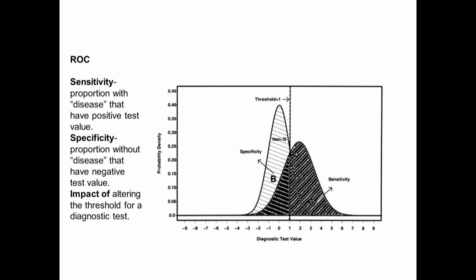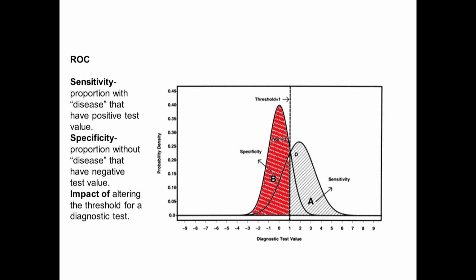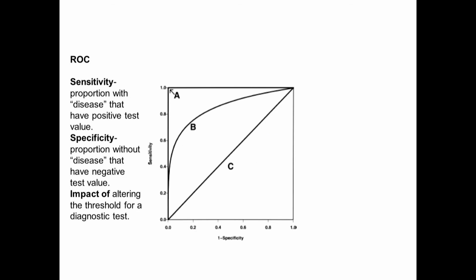We set our threshold value and we find that our sensitivity is not 100%. We also find that our specificity is not 100%. We could move our diagnostic threshold value to the left and to the right and get different sensitivity and specificity values, and we could plot this on a graph. So the ROC curve plots the sensitivity on the y-axis and 1 minus specificity on the x-axis.